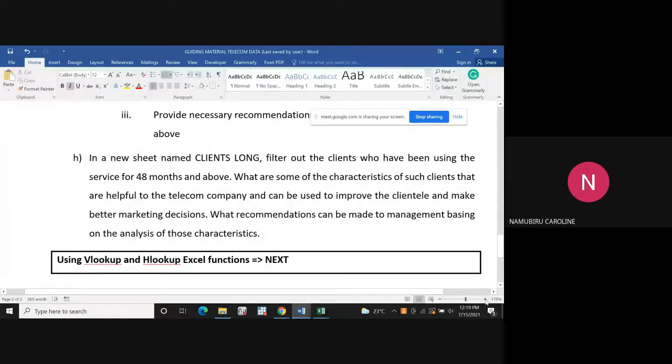In a new sheet called clients long, filter out the clients who have been using the service for 48 months and above. What are some of the characteristics of such clients that are helpful to a telecom company and can be used to improve the clientele and make better marketing decisions? What recommendations can be made to management based on the analysis of those characteristics?